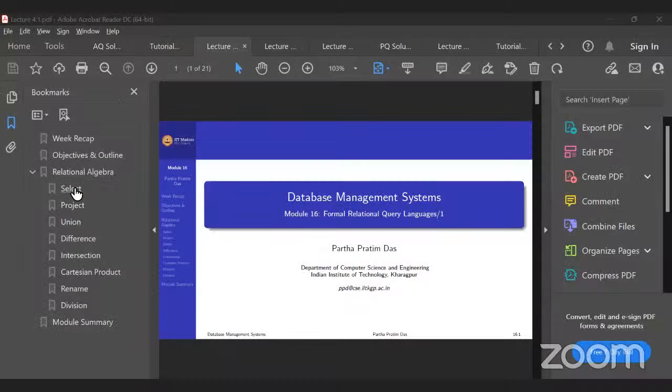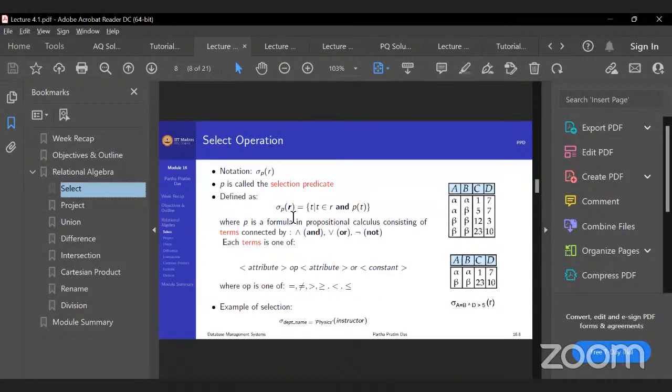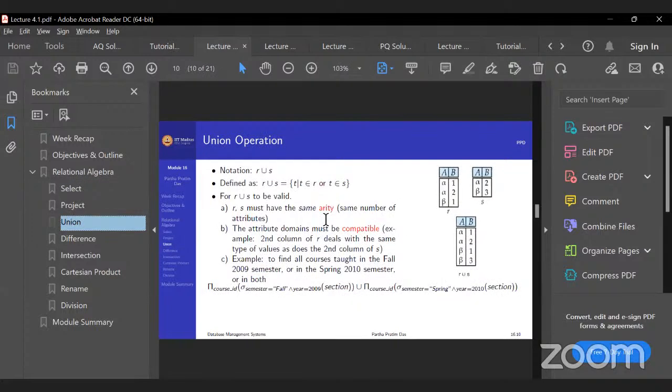I think we can discuss operators one by one. You can see here the select operator, predicate P and relation R. So the select operation is clear to everyone, right? After project we will see the union operation.